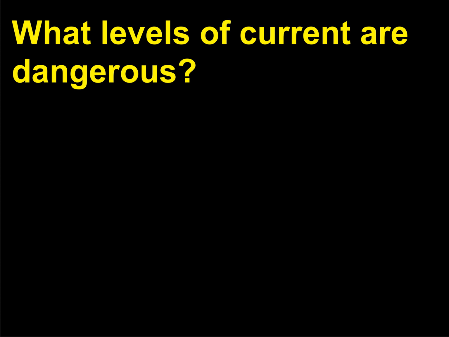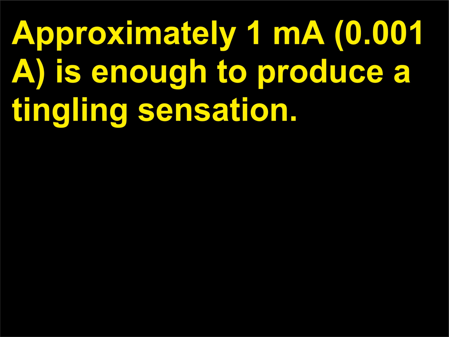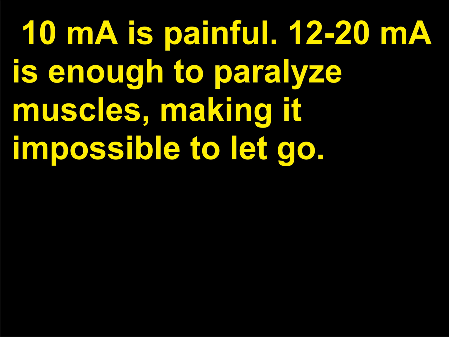What levels of current are dangerous? Approximately 1 mA, 0.001 A, is enough to produce a tingling sensation. 10 mA is painful. 12 to 20 mA is enough to paralyze muscles, making it impossible to let go.